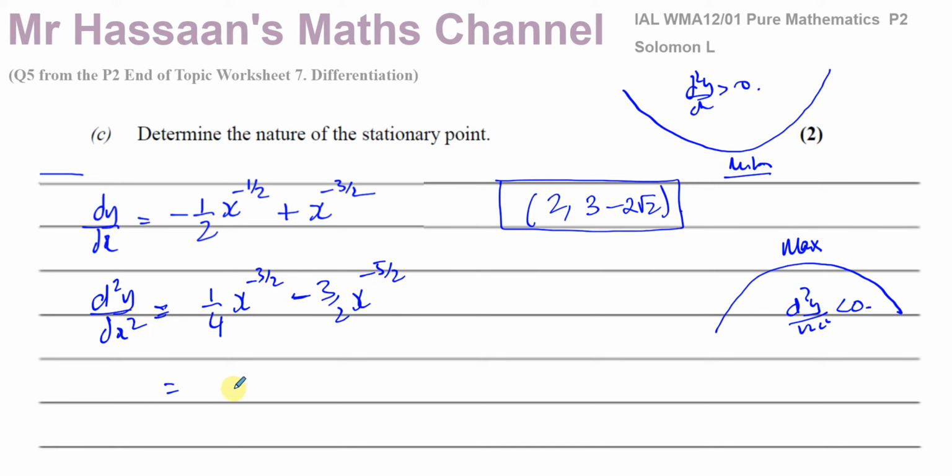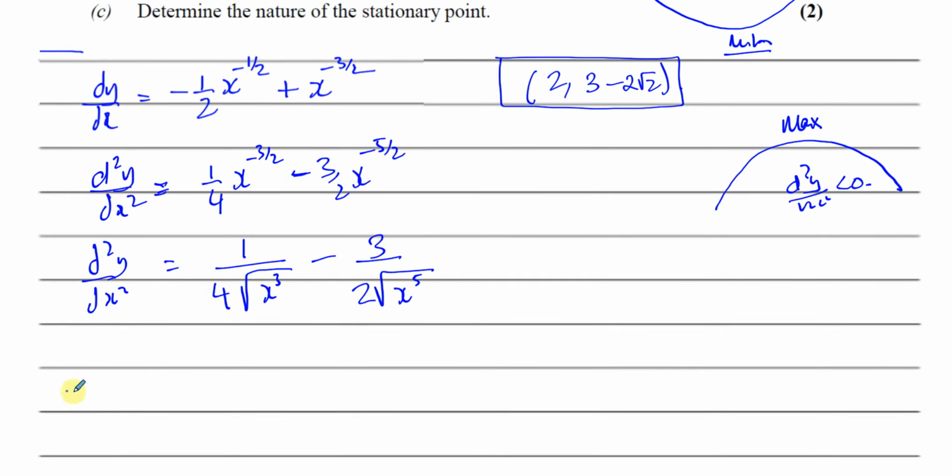I'm going to write this in a form which is easier for me to substitute values in. This is 1 over 4 times the square root of x cubed, this is the root and this is the power, minus 3 over 2 times the square root of x to the power of 5. That's my second differential, and I've got to find what happens when I put x equals 2 in here and see what happens to the value of the second differential. And you can see what happens here.